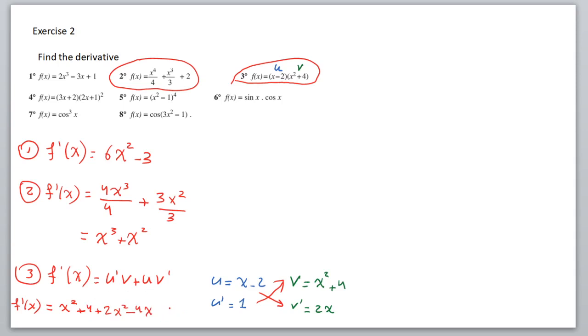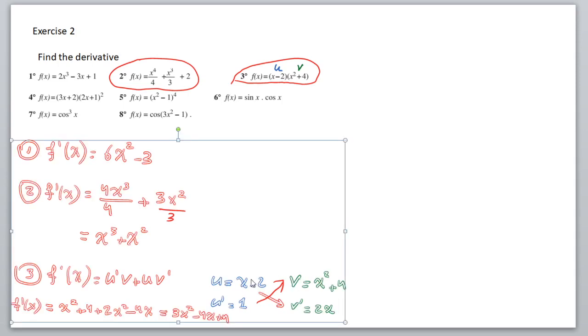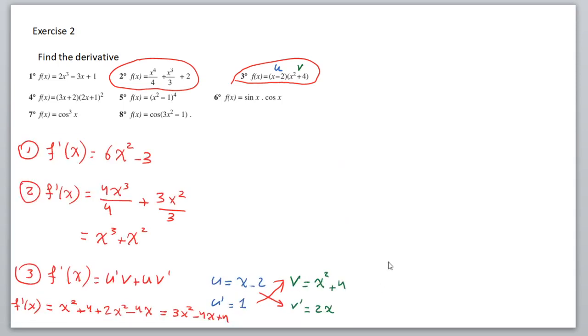So at the end it equals 3x squared minus 4x plus 4. That's the whole story. Okay, let me go now to number 4. It is (3x plus 2) into (2x plus 1) squared. Again, it's the same: u times v. Let me write it down.